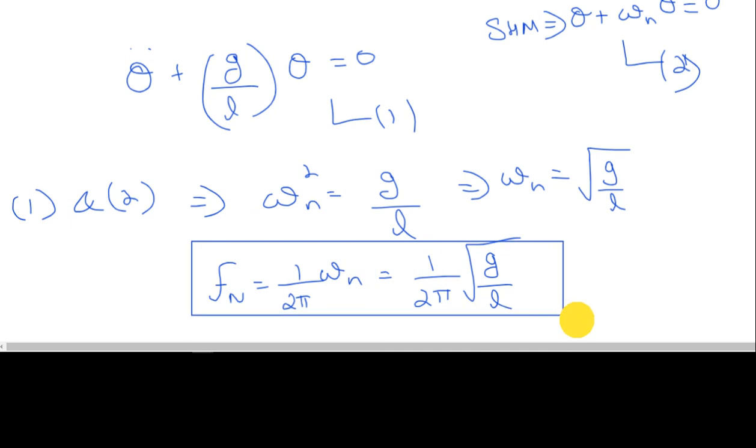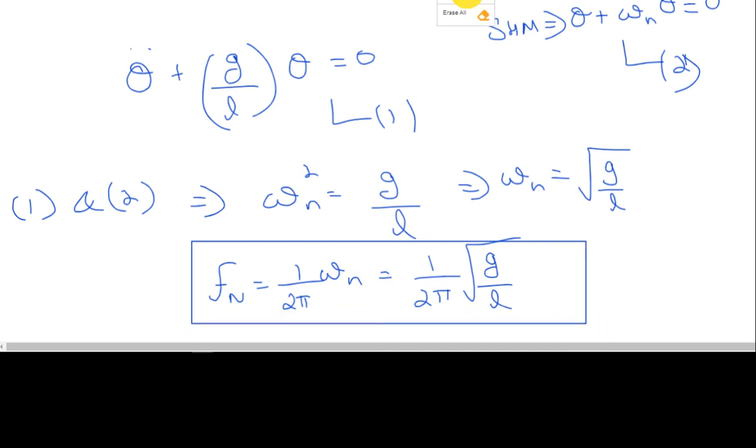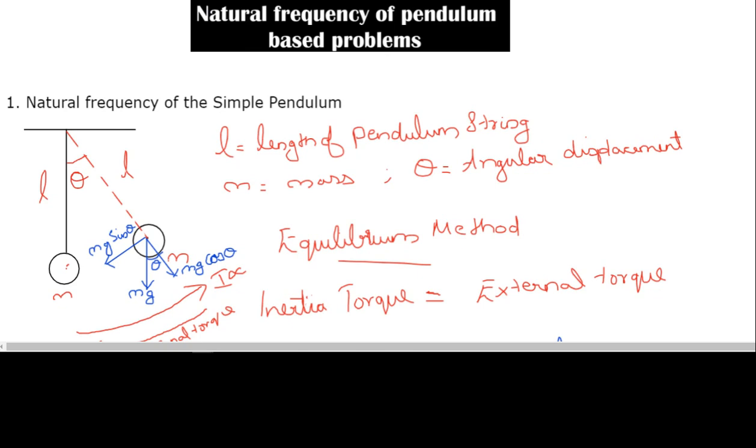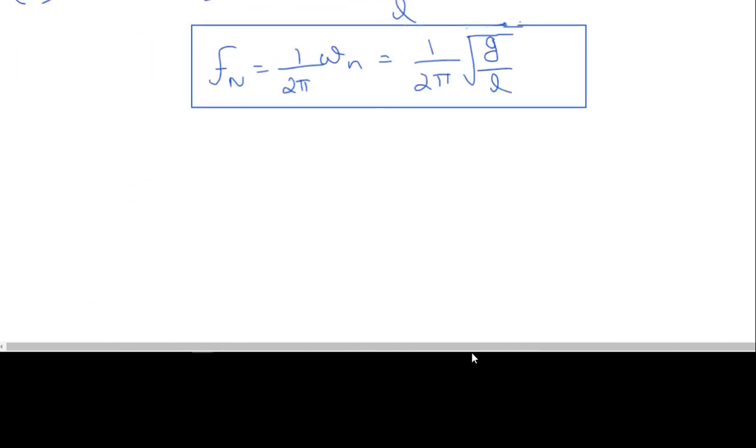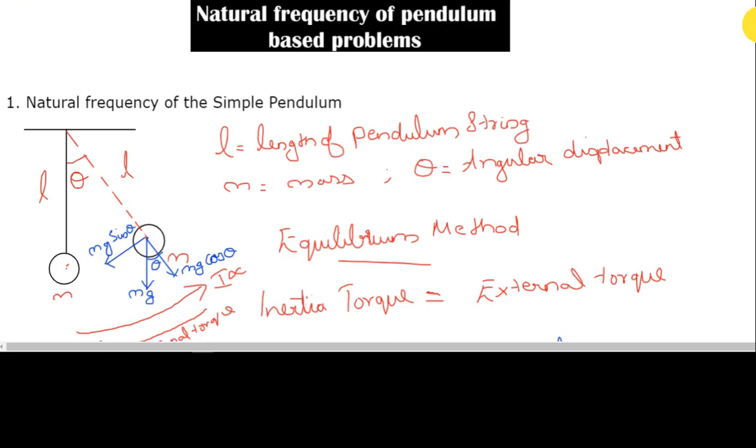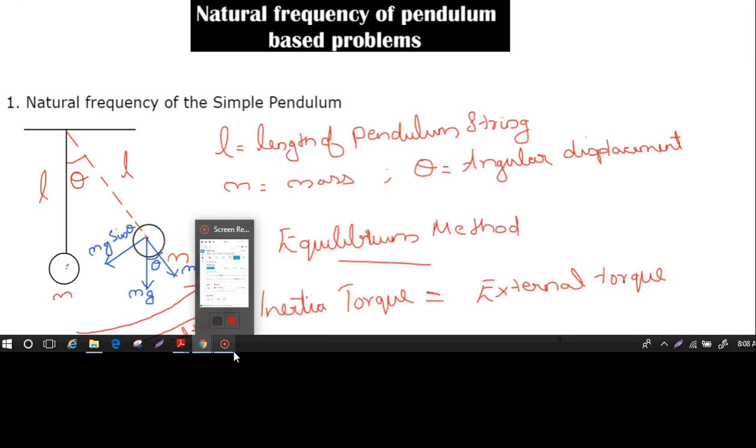This we might have studied in lower classes also. That means the frequency of the pendulum does not depend upon the mass of the pendulum. It only depends on the length of the string. So this is how you find the natural frequency of a simple pendulum. We will continue with more complicated problems, which are problems related to the mass of the pendulum or the string of the pendulum attached to a spring.